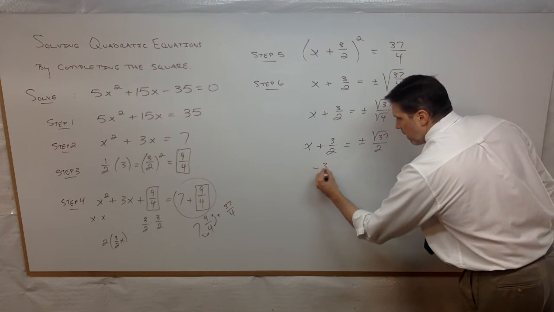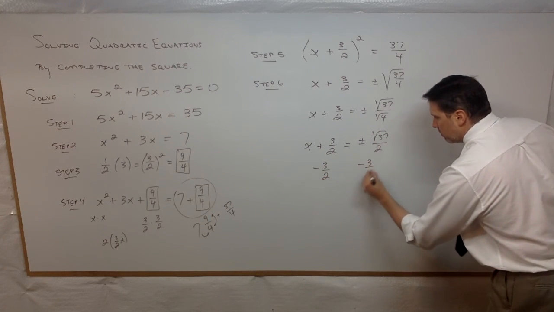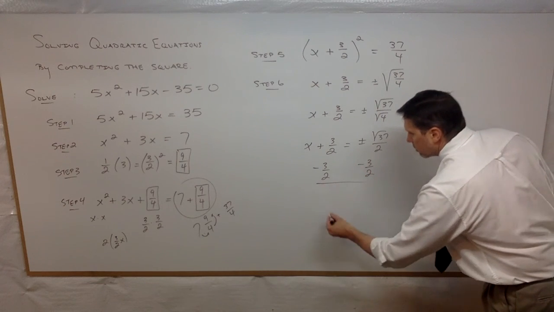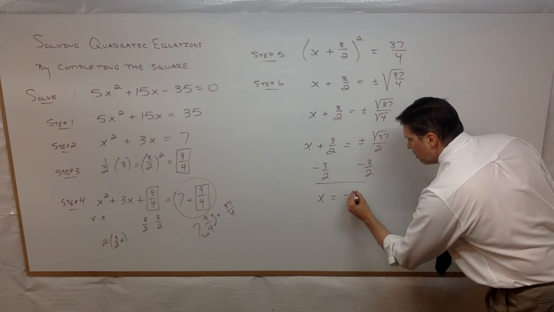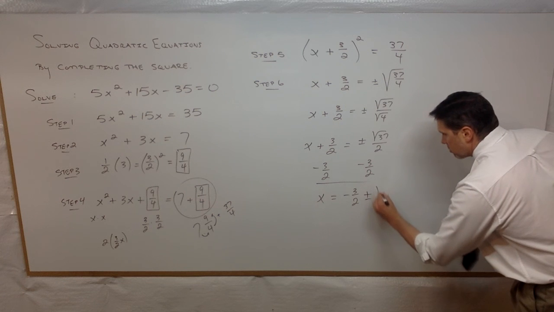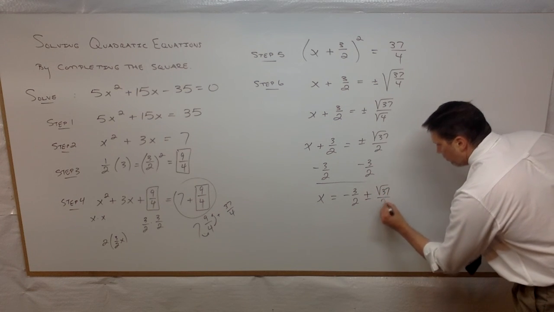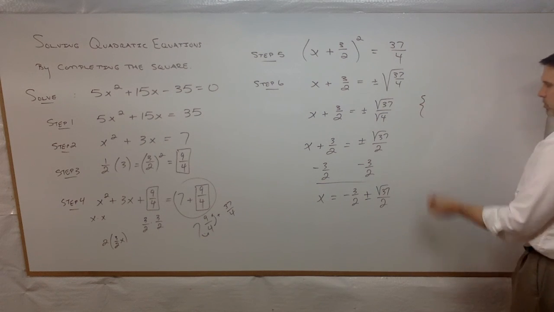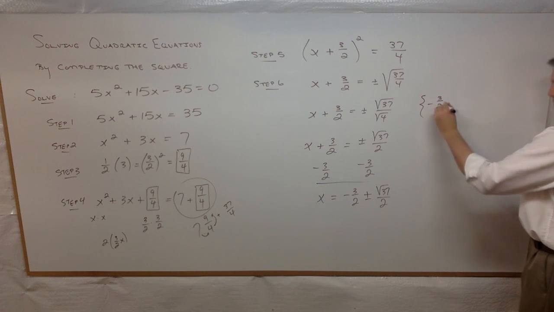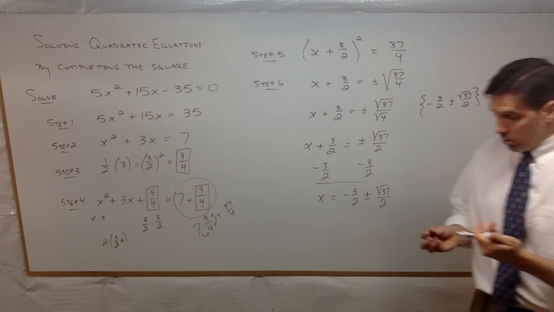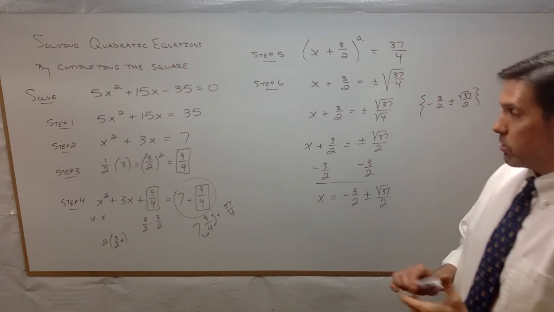And then subtract 3 halves from both sides. And again, these will not combine. They're not like terms, like radical expressions. So x is equal to, we'll write the negative 3 halves first, then put the plus or minus square root 37 over 2. And we can leave that as our final answer. So the solutions, they're not pretty. I wasn't expecting them to be. You got to understand, this will solve any quadratic equation, even if the solutions are imaginary, which is kind of nice.